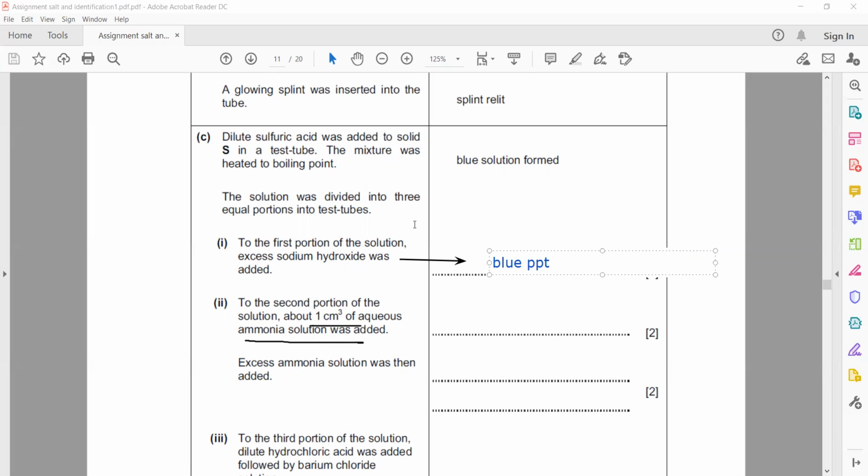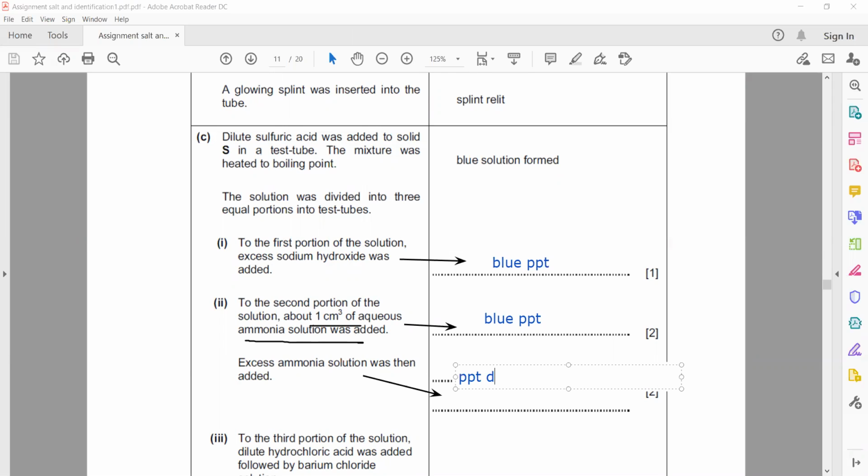So with aqueous ammonia, it will also form blue precipitates. And in excess, if you add more than enough, what is the observation? The precipitate dissolves and it will form a deep blue solution, or a royal or inky blue solution.